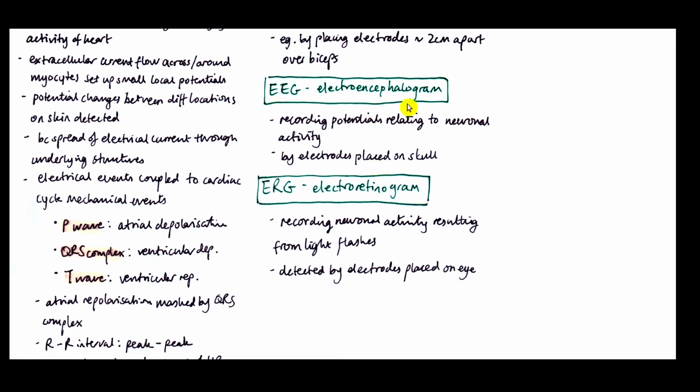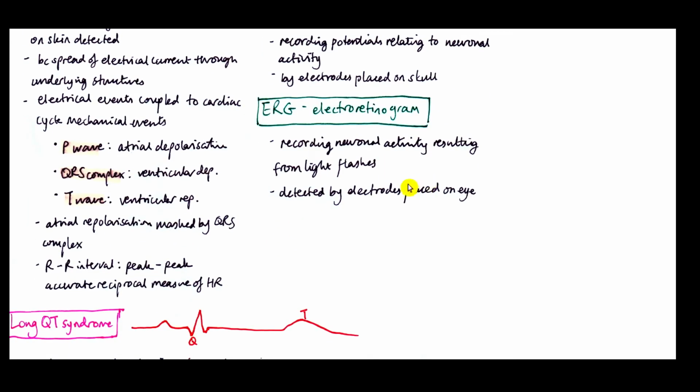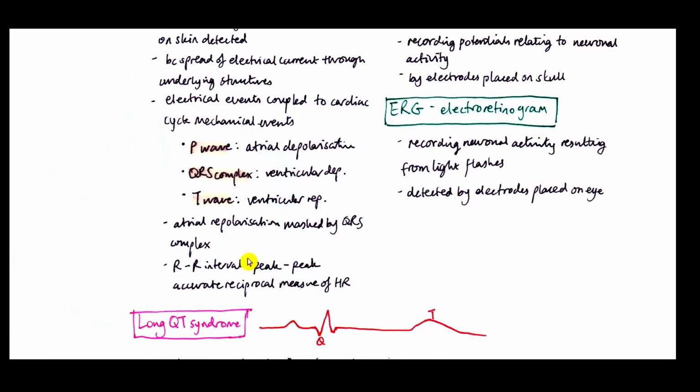The EEG, or the electroencephalogram, is when you record potentials relating to neuronal activity by placing electrodes on the skull. You can look at brain function, which is important for psychological studies, for example, and ERG is an electroretinogram, which is recording neuronal activity resulting from light flashes, and you can detect this by electrodes placed on the eye.